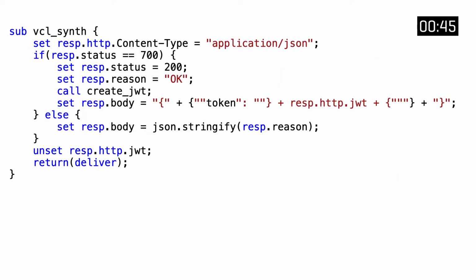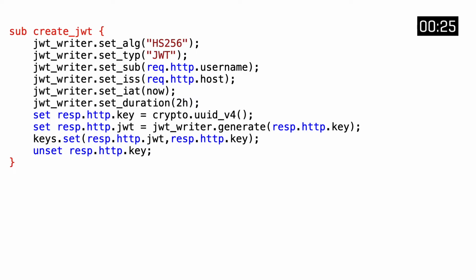This causes a transition to the VCL synth subroutine where we intercept the 700 status, reassign a 200 OK, and then call a custom create JWT subroutine. This will set the resp.http.jwt header that we'll use to extract the JSON Web Token and parse it into the response body. Of course, we need to dive a bit deeper and look at the create JWT subroutine.